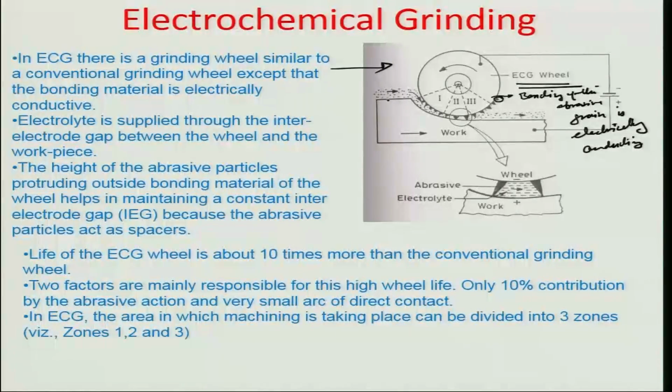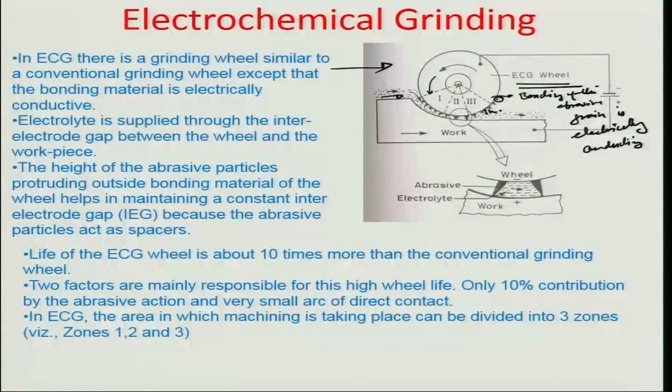Electrolyte is normally flown through the IEG, the interelectrode gap, and in this case as you can see, the wheel is rotated in anticlockwise direction with respect to the workpiece, and this for example is the height of the abrasive particle protruding outside. Bonding material of the wheel helps in maintaining a constant IEG, because the abrasive particles act as spacers.